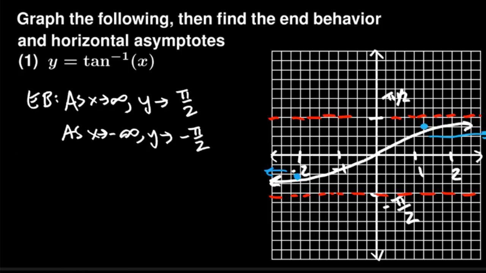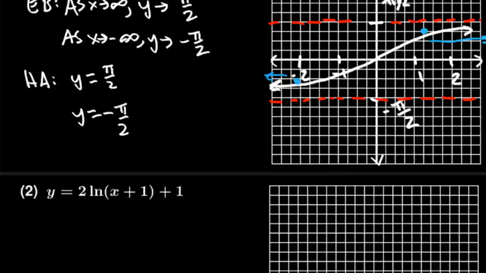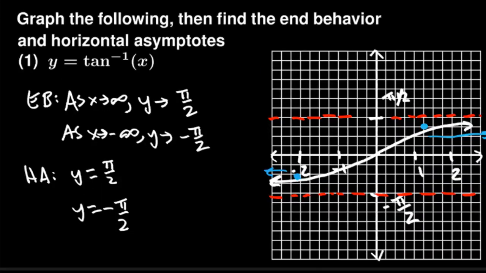Alright, so what about the horizontal asymptotes? You can easily see them in the graph. That's going to be y equals pi over 2 and y equals negative pi over 2. So notice that the end behavior and horizontal asymptotes are basically the same thing. Alright, so let's move on to the next one. Actually, I'm going to give you 5 seconds to take a picture if you need to. Alright, let's move on to the next one.